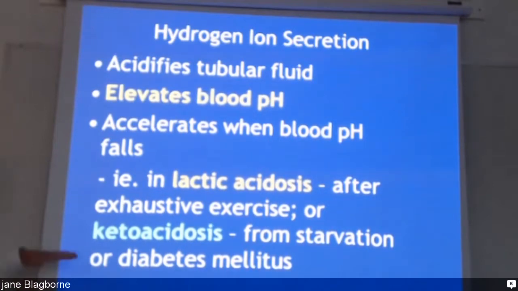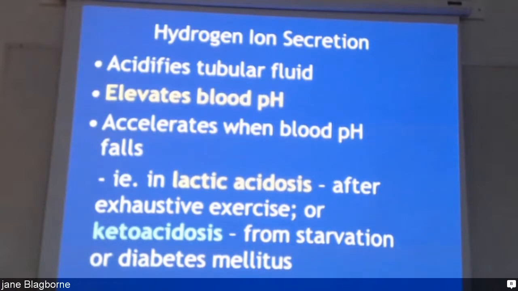Ketoacidosis is because a diabetic person doesn't have the insulin to break down your proteins and your fats, and it can't get the glucose into the cells. It actually puts a person into starvation mode because the cells can't get their glucose. It starts breaking down muscle and protein, so muscle tissue and fat tissue, ending up with ketone bodies being produced, and that's how you get ketoacidosis. But as I said, we will be going over this again when we get to electrolytes.